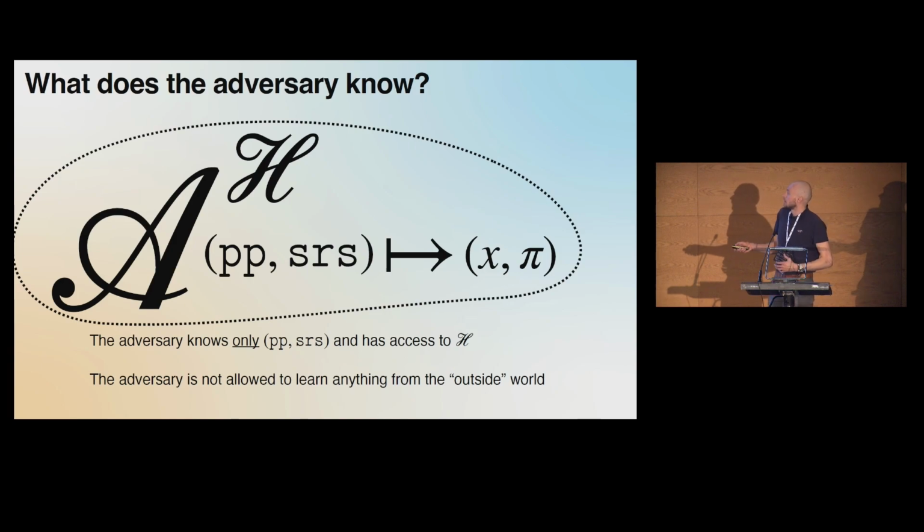Okay, so what does the adversary know? The adversary knows exactly these things we let him know. So he can make some queries and gets this input. So in principle, the adversary is not allowed to learn anything from the external world. And this is a bit problematic, right?